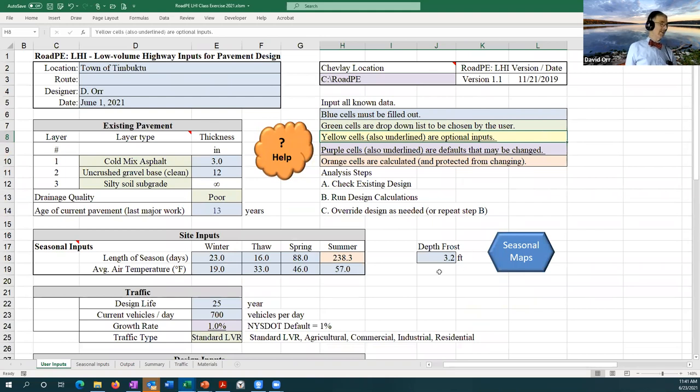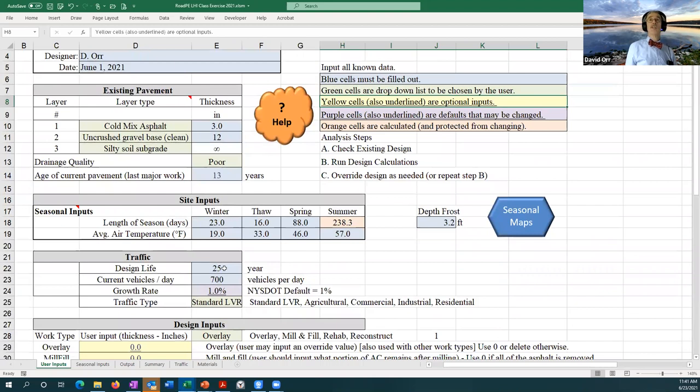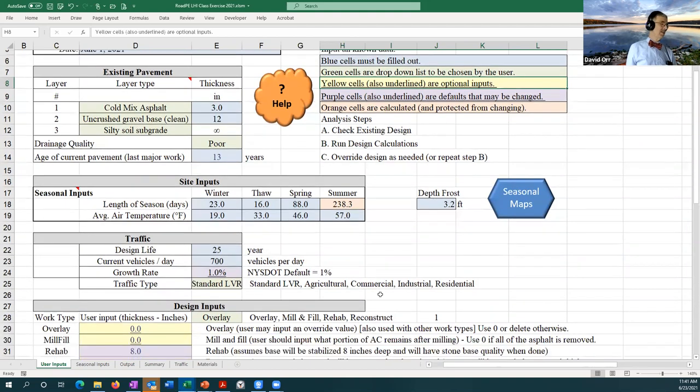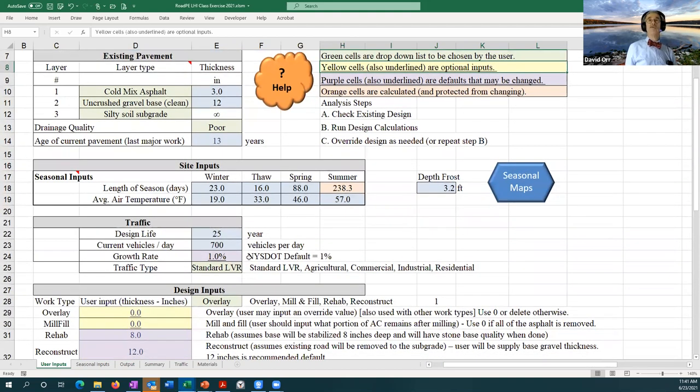So you scroll down here, you put in your design life. I put in 25 years for this example. 3 inches of cold mix is already there, 12 inches of base. I'm using the state DOT's default of 1% growth. And my traffic type, I'm just going to assume a standard traffic type. Okay. And if you're interested in the amounts, we give you everything.